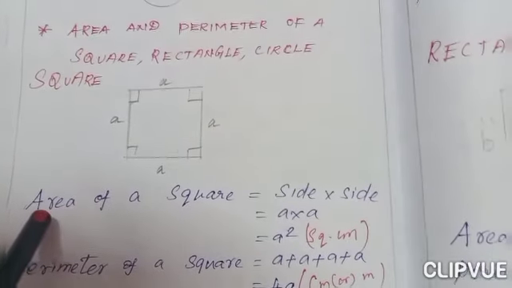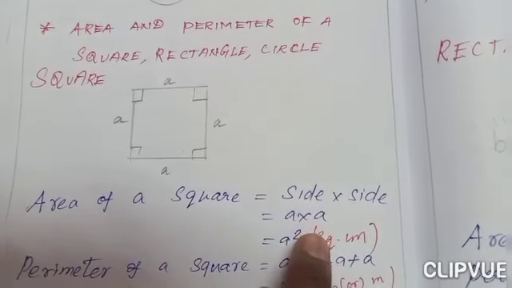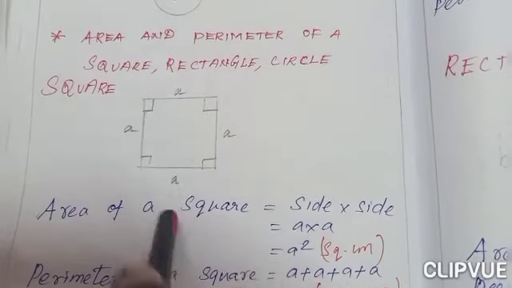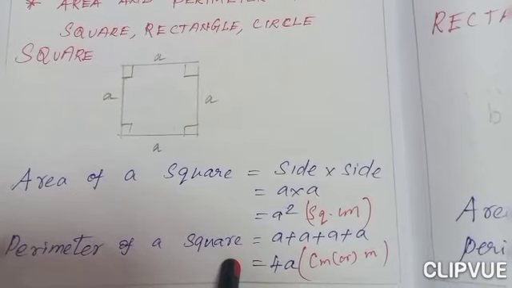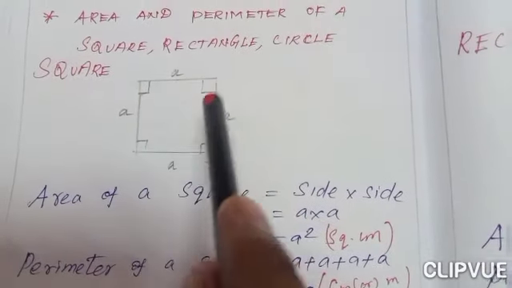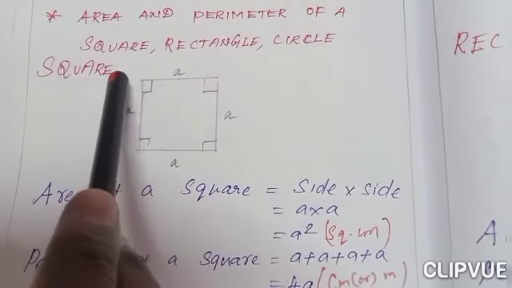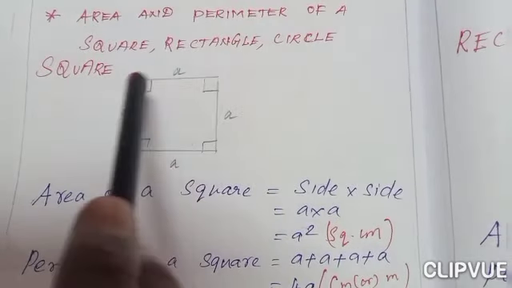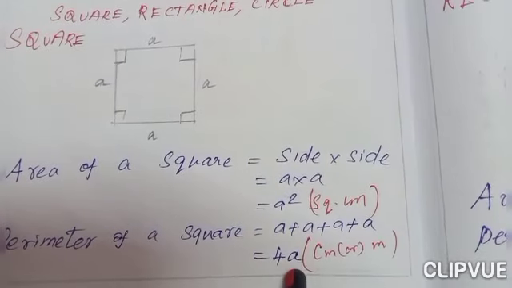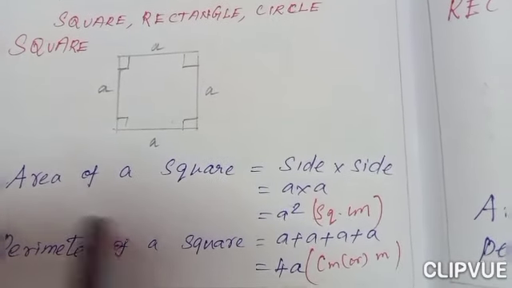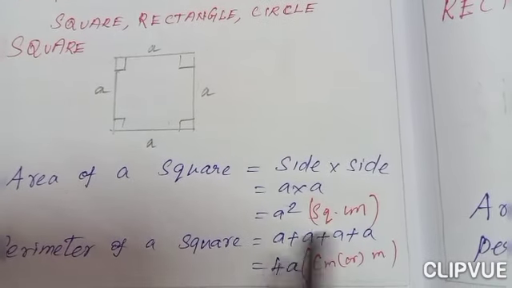Now we are going to write the area of a square. You already know very well, area of a square equals side into side. We noted the side as A, so A into A, that is A square units. After that, perimeter of a square: from the perimeter definition we understood clearly that it is the distance surrounding the object. That means A plus A plus A plus A, that is equal to 4A units. So area of a square equals A square, and perimeter of a square equals 4A.